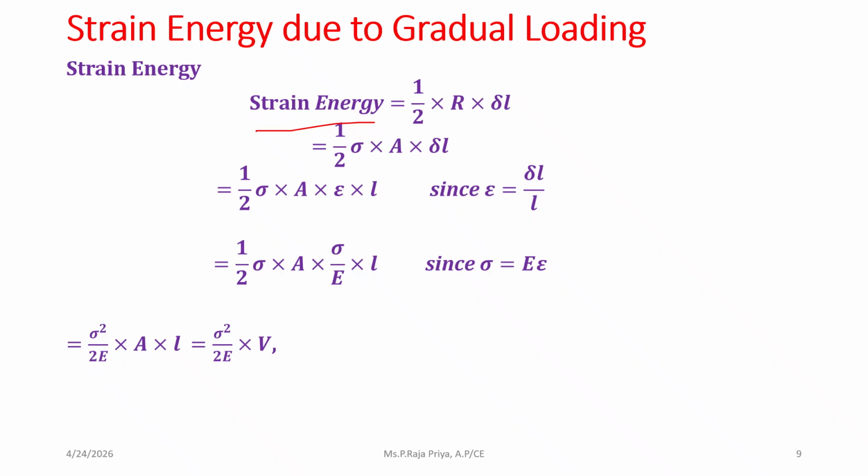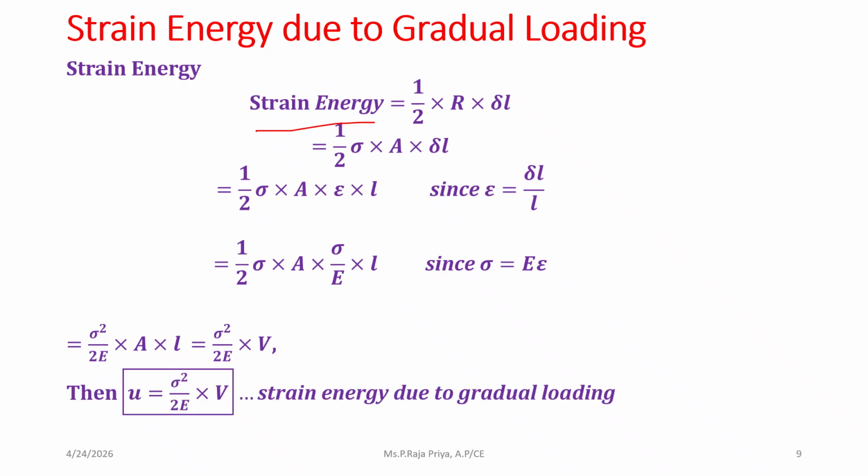This is the expression we have given in case of resilience and proof resilience. And the strain energy in case of gradually applied loading will be equal to sigma square by 2E into V. This is the expression for strain energy due to gradually applied loading.